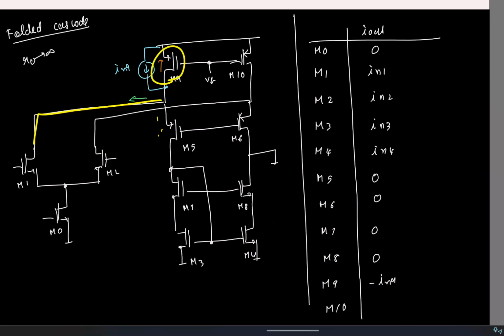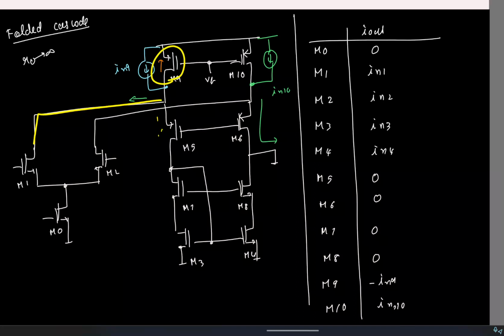Yeah, let's say now I take IN10. So why do you think the current will flow? It will again flow down, right? Because all the others will be open. So the entire current will actually flow to the output. Okay.